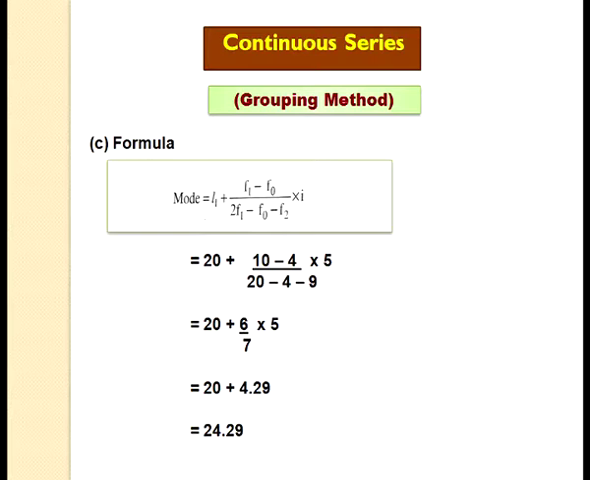20 is the lower limit, frequency for the class is 10, preceding class frequency is 4, divided by 2 into F1, that comes to 20, minus 4 minus 9, 9 is the next class frequency, into I. Hence the mode comes to 24.29. So students, we have learned how to compute mode by grouping method in case of continuous series.